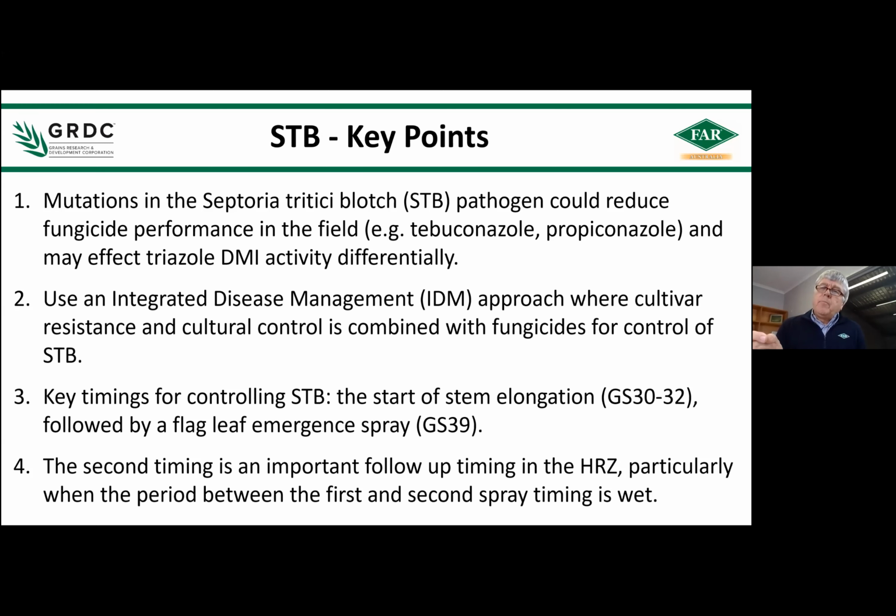Try not to grow the most susceptible variety as being the earliest sown in your portfolio. Key timings, start of stem elongation and flag leaf for most HRZ regions on the mainland, with that exception in Tasmania of perhaps needing a third spray. Monitor the situation between the first spray at 31, 32 and the second spray at flag leaf so that you know your risk, and remember that aspect of latent period and thermal time.